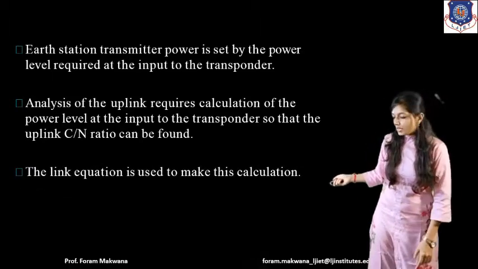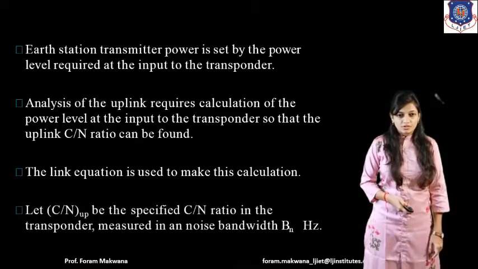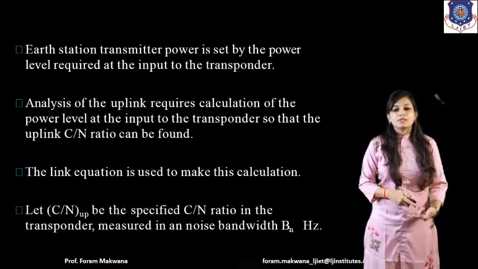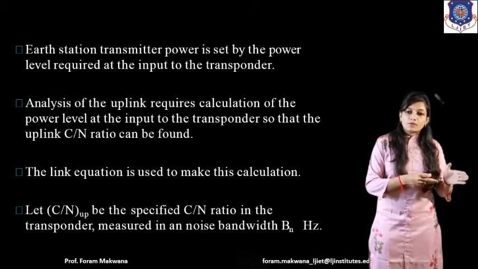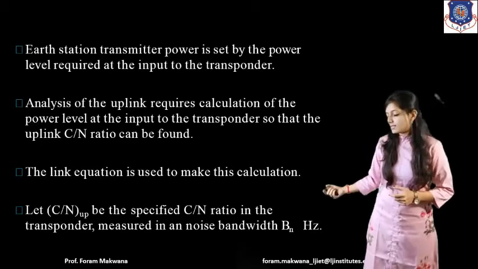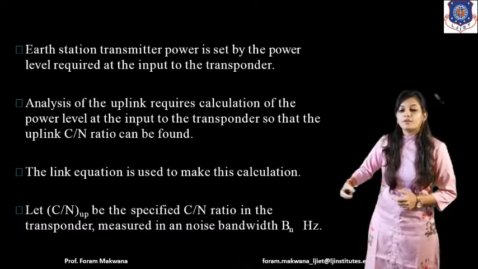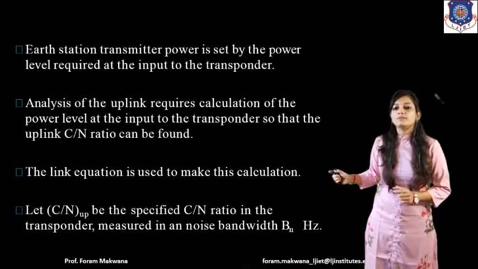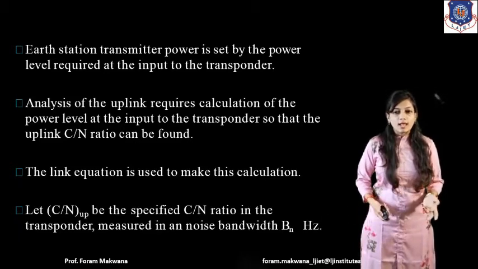So this is the link equation used to make this calculation. And over here, to distinguish between the carrier to noise power for uplink and downlink, we simply place UP. UP stands for uplink. If we calculate for the downlink, we simply denote it with DL, that is downlink.